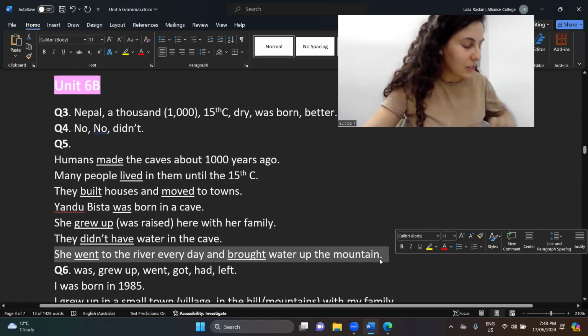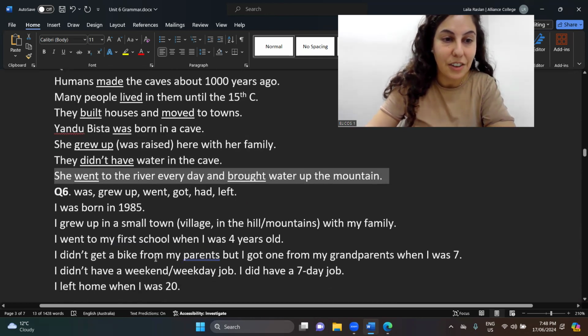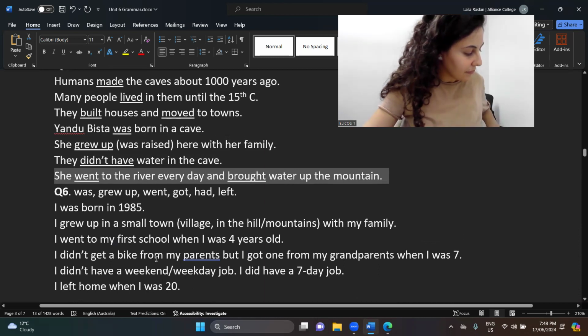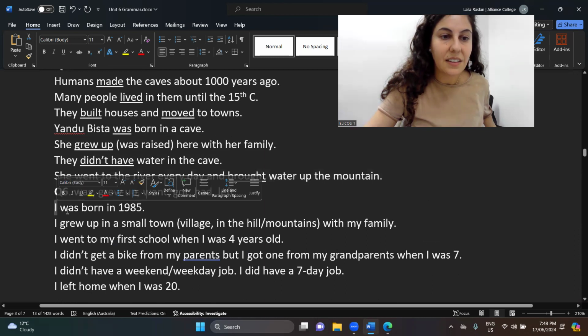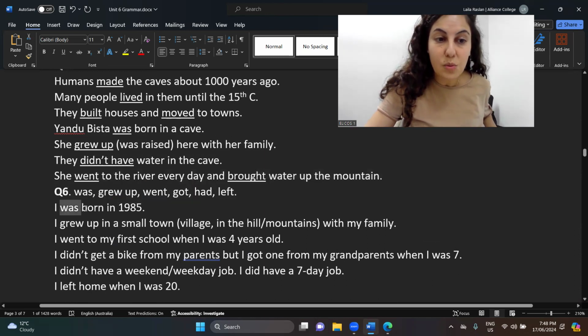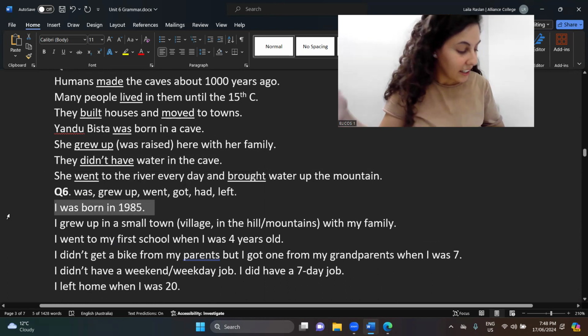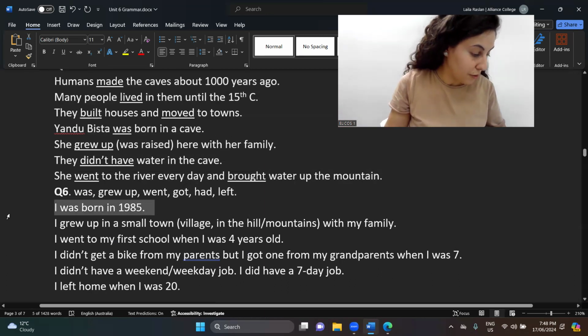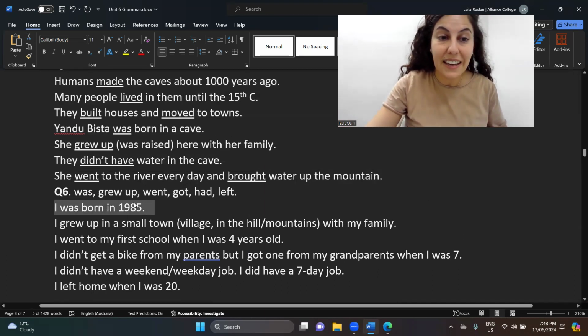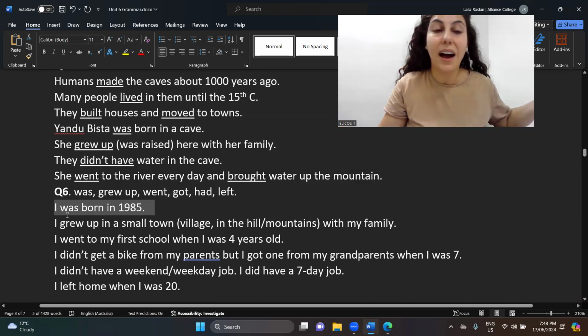Okay, so let's look at now some irregular verbs. I was, so we use subject, I. We know the verb to be, was, when we talk about where we were born. So my sentence would be, I was born in 1985. So you need to write a sentence that is true for you. So just put the year that you were born, and that's how you say it. I was born in 1985.